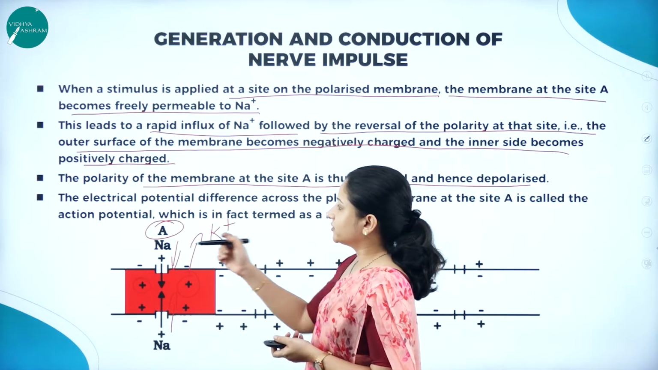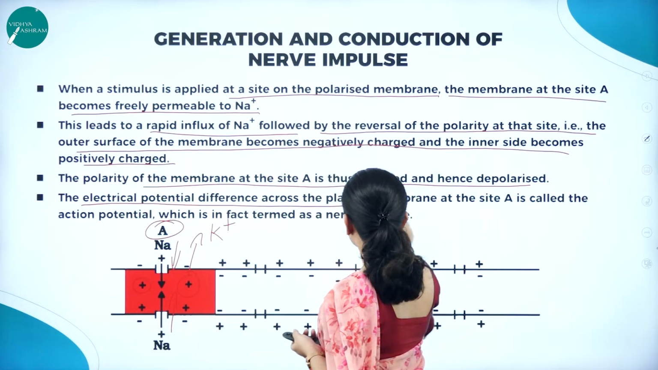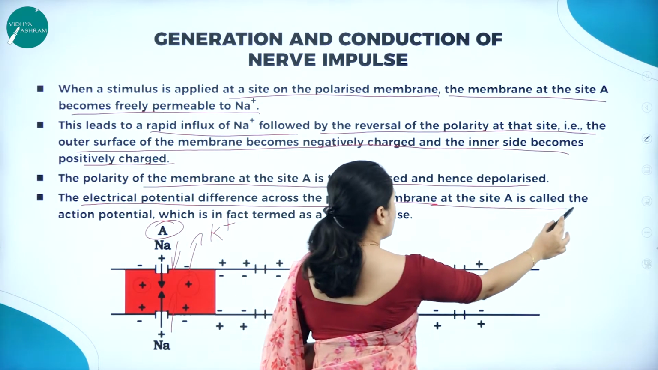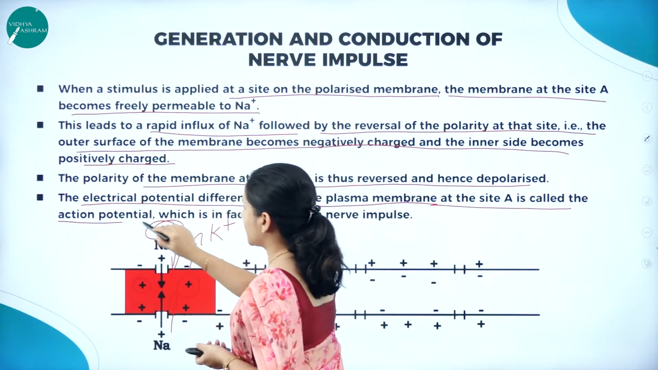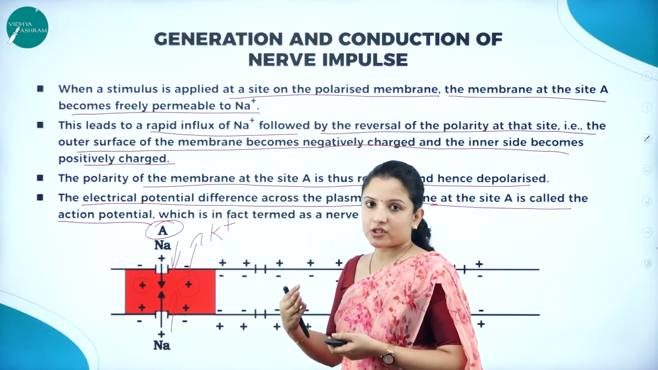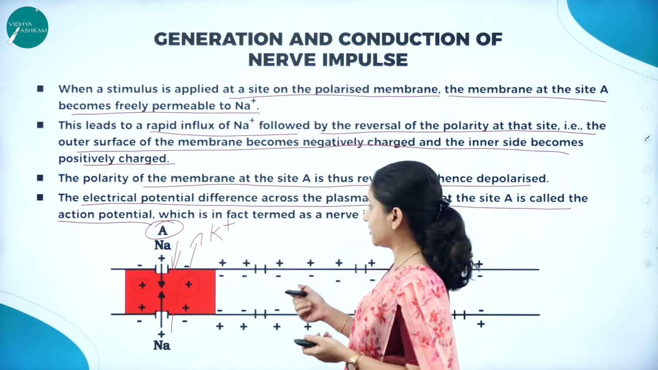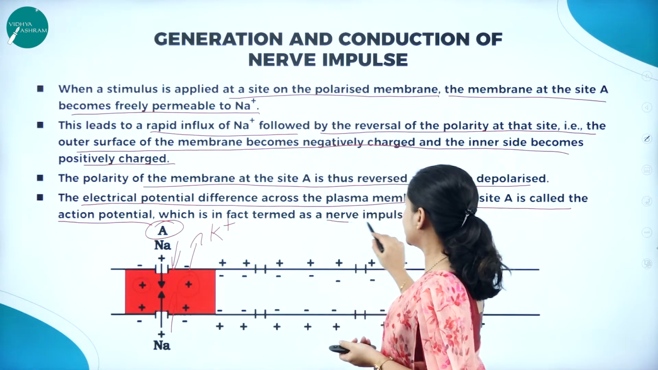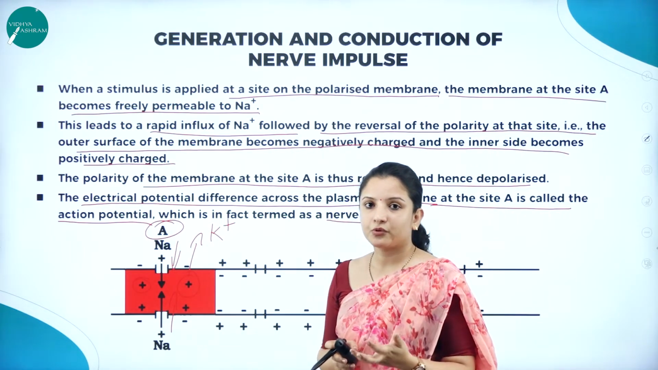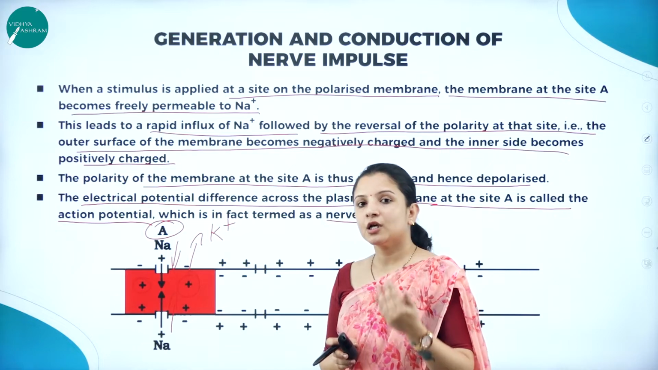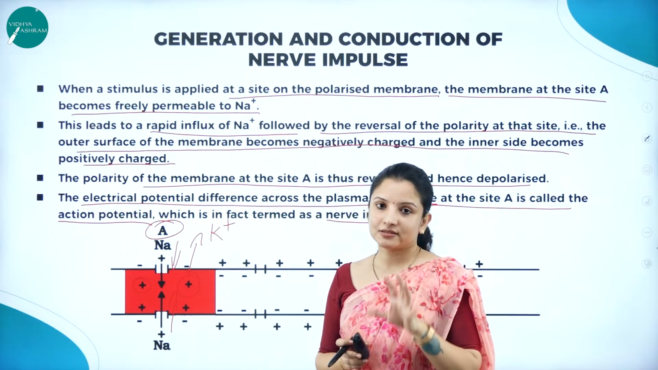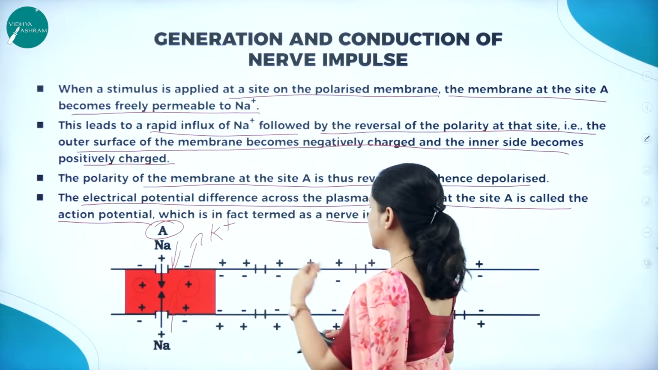So this is what happens. The electric potential difference across the plasma membrane at site A is called the action potential. This region is the action potential because a stimulus, a signal, is being generated there, which in fact is termed the nerve impulse. So the stimulus generated in the action potential is nothing but the nerve impulse, wherein the axon becomes depolarized at certain sites, for example, the A site in this particular case.